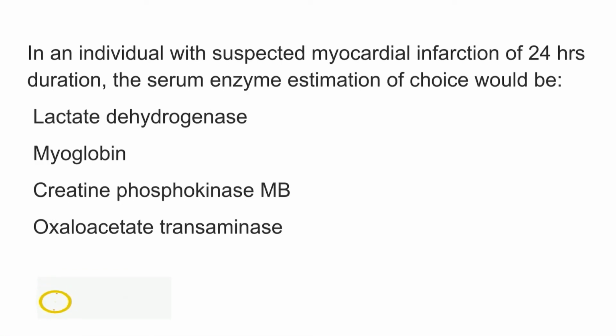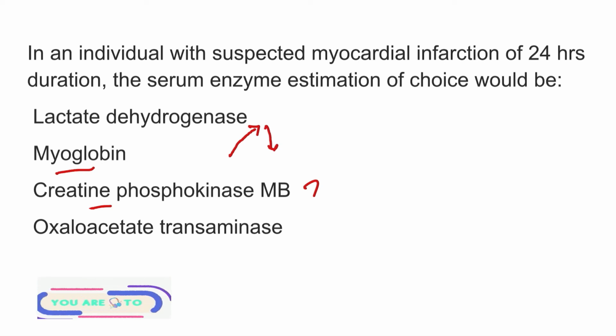In individuals with suspected myocardial infarction of 24 hours duration, the serum enzyme estimation of choice would be, the answer is CPK-MB, because troponins are not given here. So, we have two options to choose from. One is myoglobin and the other is CPK. Myoglobin will get elevated within the first 1 hour, and it will settle within 7 to 8 hours.